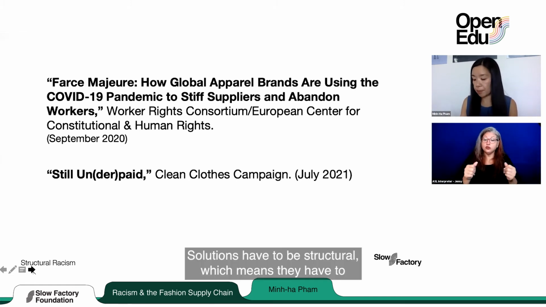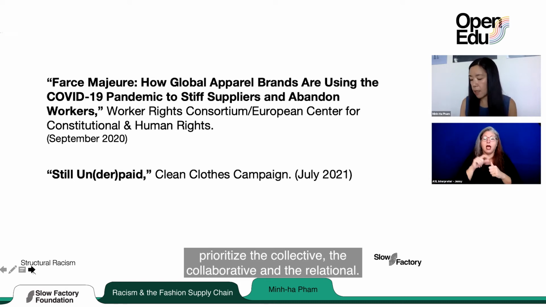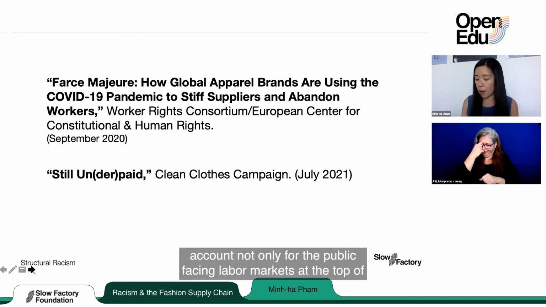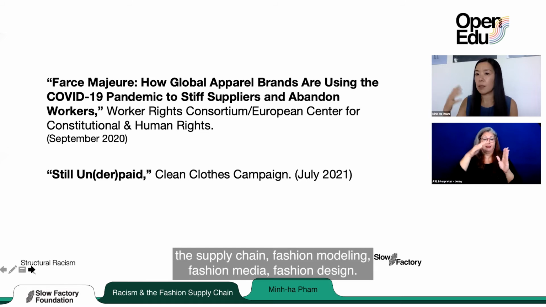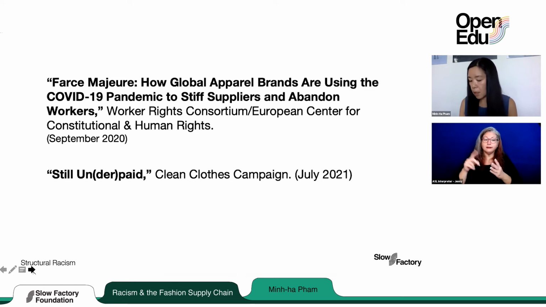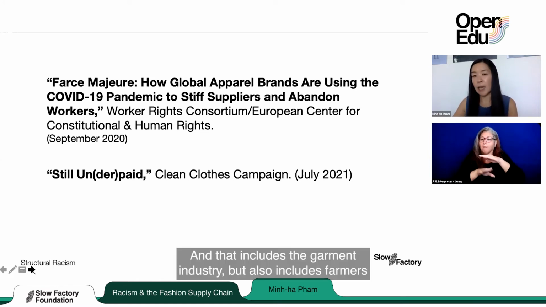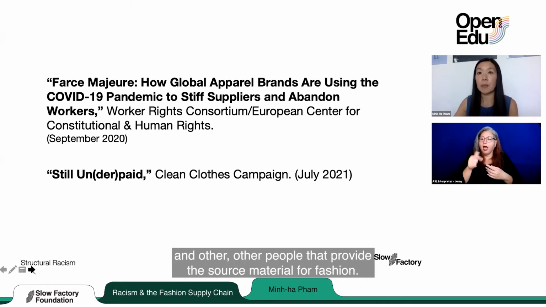Solutions have to be structural, which means they have to prioritize the collective, the collaborative, and the relational. To do this, they have to be internationalist, and they have to account not only for the public-facing labor markets at the top of the supply chain, fashion modeling, fashion media, fashion design, but also the invisibilized labor markets at the bottom of the supply chain. That includes the garment industry, but also farmers and other people that provide the source material for fashion.